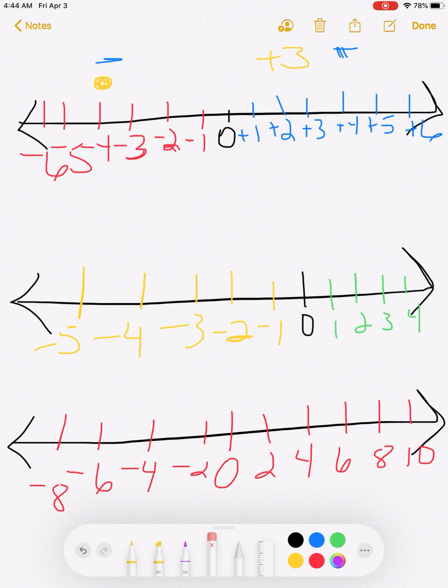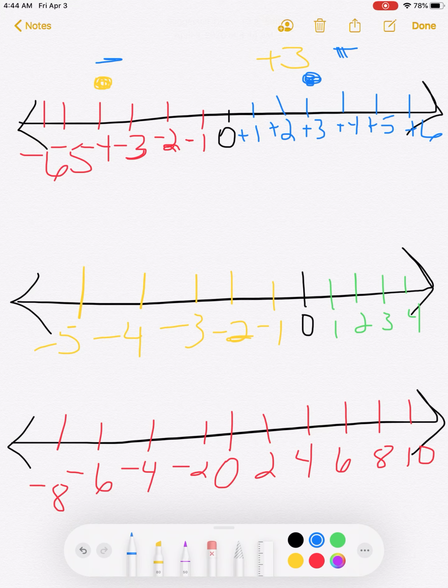What if it asks for us to identify positive 3? So I know the positive numbers are located on this side of the number line, so I'm going to go right to my positive 3, which is here. So then that is where I would put my dot, right above the positive 3 tick mark, okay?